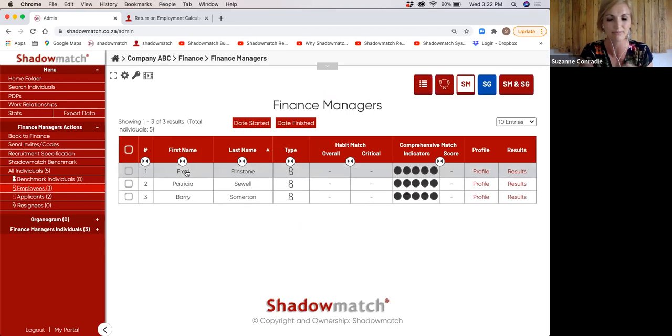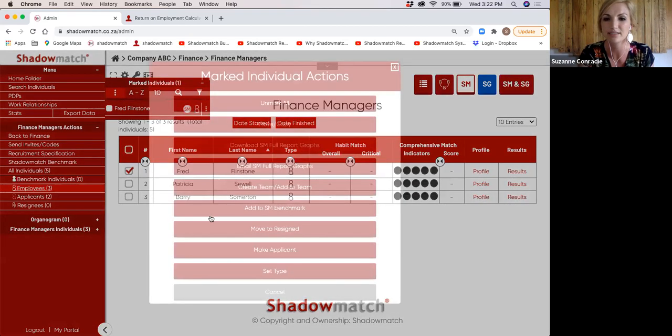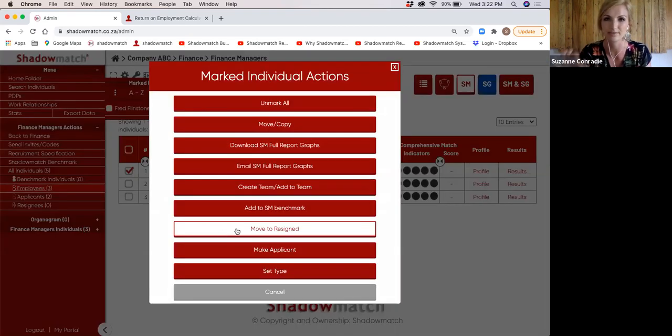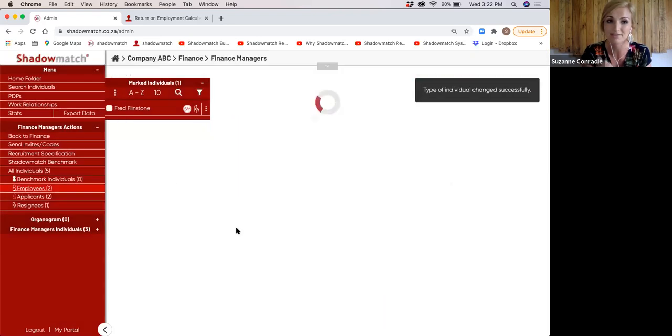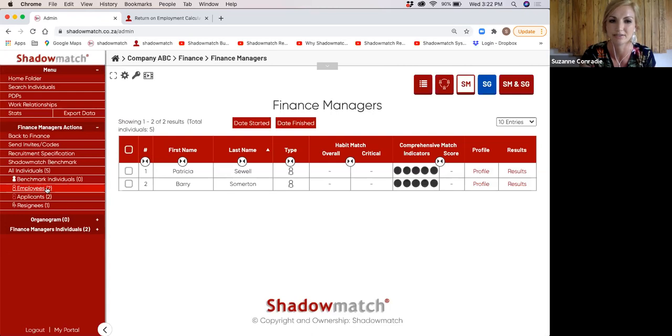Let's say Fred. Fred was a manager, and it didn't work. We want to add Fred to our resignation benchmark. All I do is simply select him, and then click on this actions button here. Now you see there's an option to move to resigned. He's currently an employee, no longer an employee. The moment I select that, his type has changed. Let's just unmark him. You would notice he's no longer on this list. He's now one of our resignees. The moment the result is there, it contributes to our resignation risk profile. We'll get to that in just one moment. Let's say it was someone that resigned because of an organic reason.